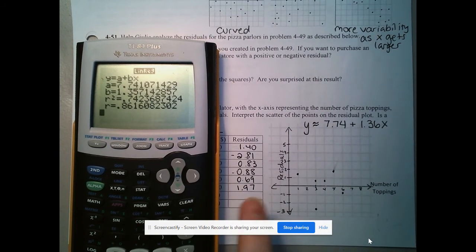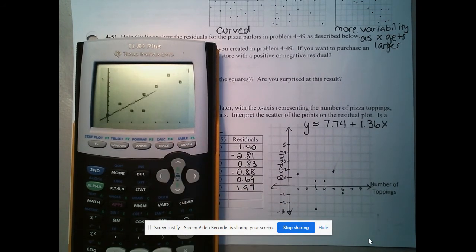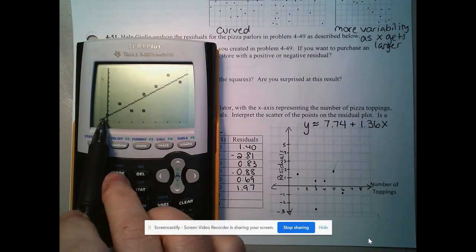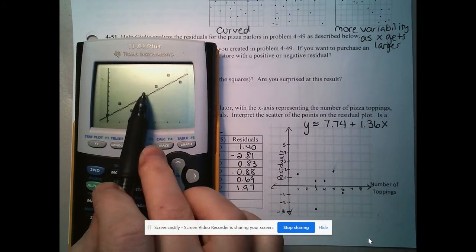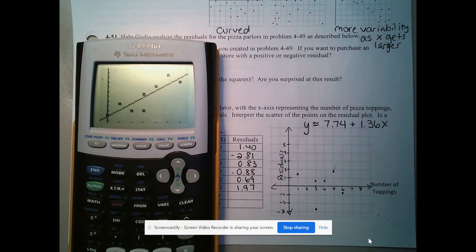Now that I have that fitted line, I should be able to press graph and see it show up in my scatter plot. And if we're thinking about what a residual plot for this is going to look like, I've got one that's just about on the line, and then I go above, below, below, above, above, above, below. So I do have points scattered above and below as I move from left to right along the fitted line.